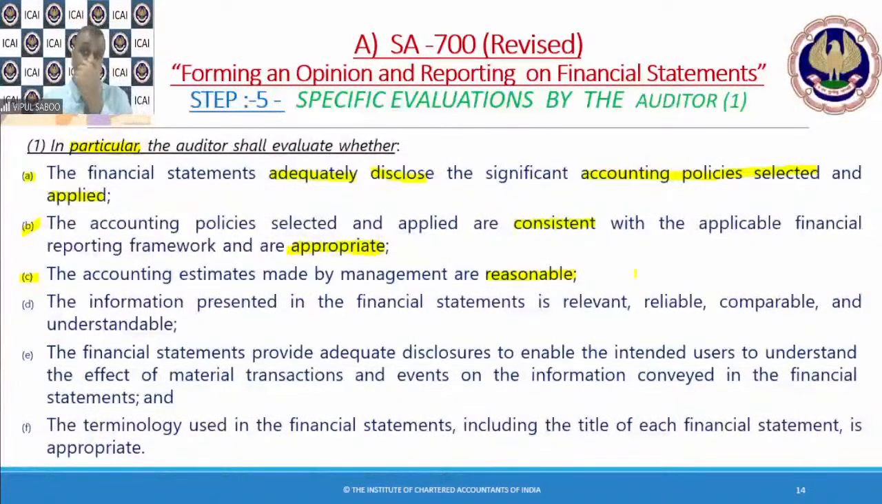And the reason was the changes in the economic environment just because of the lockdown. Globally, global changes were there. There was a boom in some particular industries and depression in the majority of the industries. So the accounting estimates made by the management should be reasonable. The information presented in the financial statements should be relevant. Relevant means as per the required nature. It should not be irrelevant, something which is not useful.